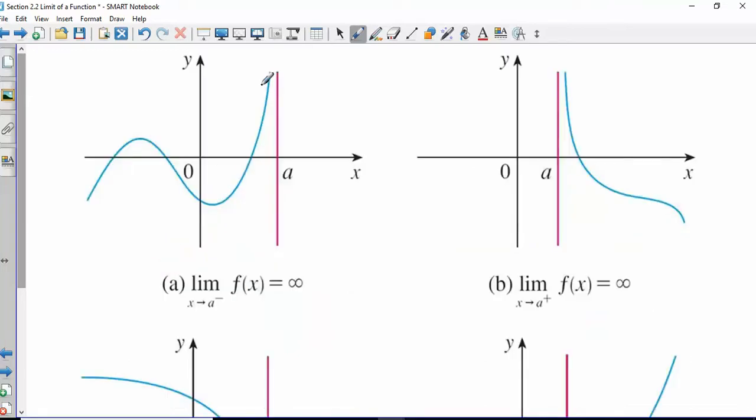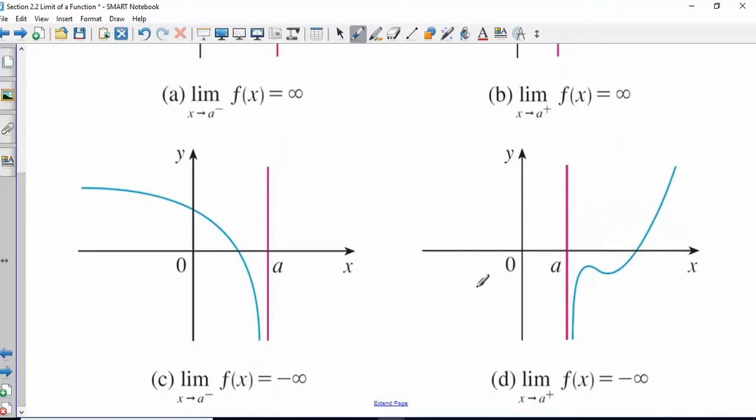It can be one-sided. So this one, as you approach a from the left, it's going to infinity. This one, as you approach it from the right, it's going to infinity. It's possible that one side goes to positive infinity and one side goes to negative infinity, so we can have one-sided and two-sided limits in these scenarios.